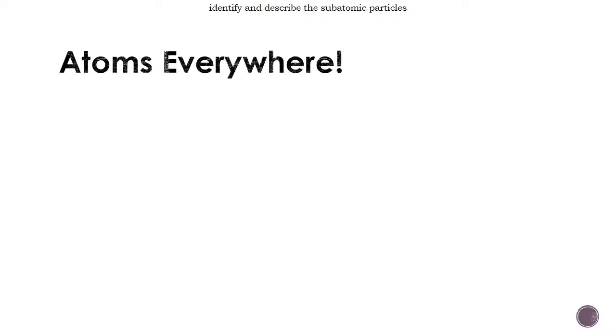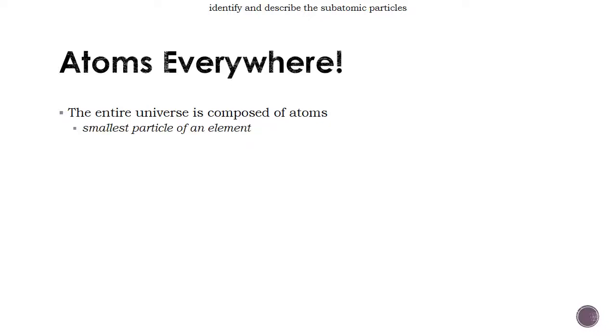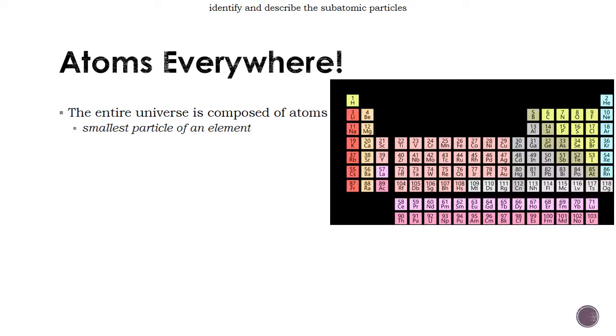There are atoms absolutely everywhere because our entire universe is composed of atoms. An atom, if you want a definition, it's simply the smallest particle of an element. You might be wondering, well, what is an element? Where would I find a list of elements? Well, that's this thing right here. That's our periodic table. We have roughly 120 known elements. It's at 118 more specifically. You can see the last one here.